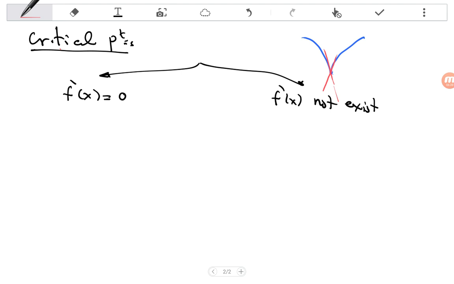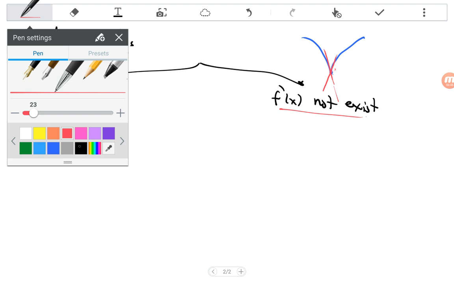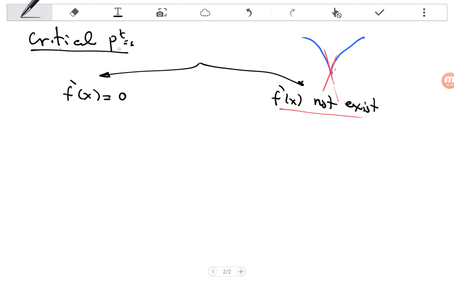Whenever the slope of the tangent from one side is different from the slope of the tangent from the other side, when these two slopes of tangents are different, we say that the derivative does not exist. Okay? Now, there is a main condition for a critical point. Any critical point must belong to the domain of the function. So I cannot define a critical point where it doesn't belong to the domain.